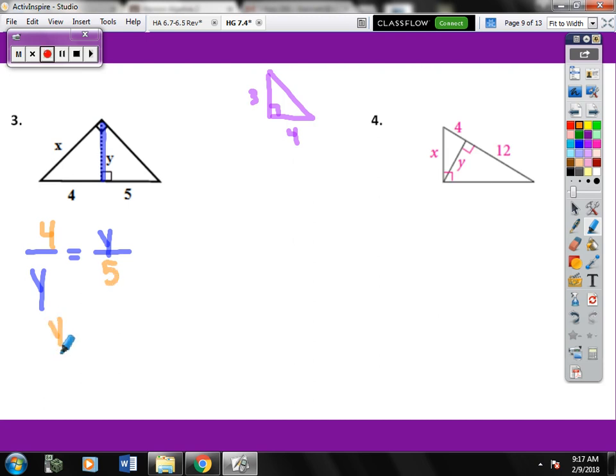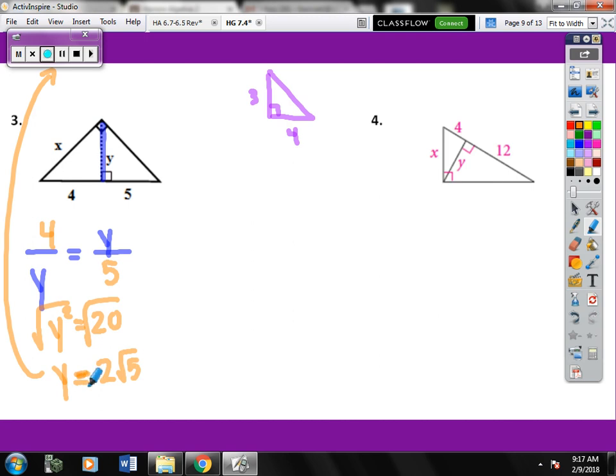Y squared equals 20, square root. I'm just going to draw an arrow up here because we just reduced the square root of 20, 4 and 5, which gets us 2 root 5.